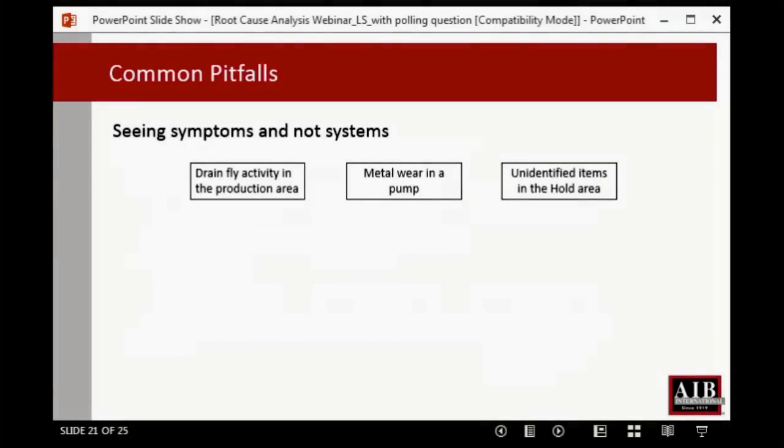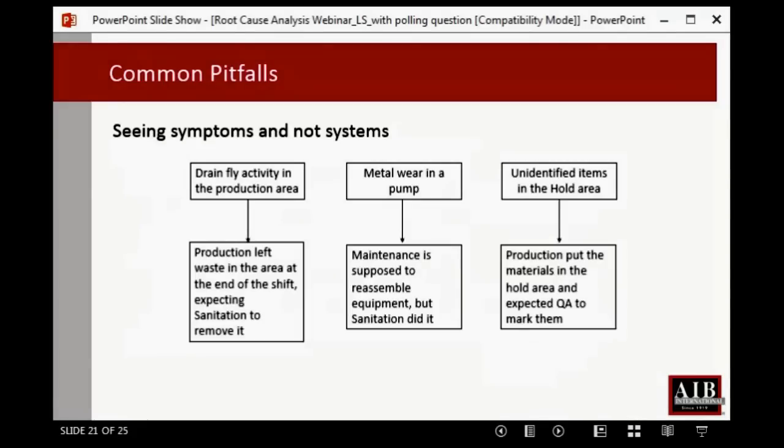Seeing the symptoms. The drain fly activity in the production area. Production left waste in the area at the end of the shift, expecting that sanitation would remove it. In other words, the responsibilities for these activities, removal of waste, were not defined. Another example could be metal wear in a pump, where you would have to have assembly by a maintenance person, but in this case, the sanitation department assembled it, and it wasn't done in the right fashion, so we had wear directly in a product zone area.